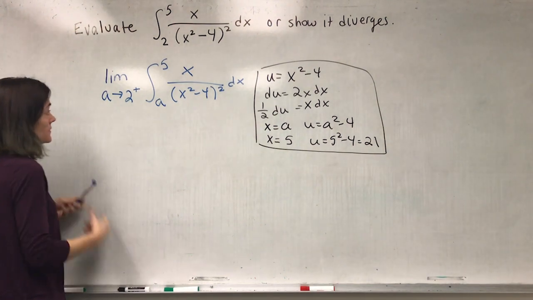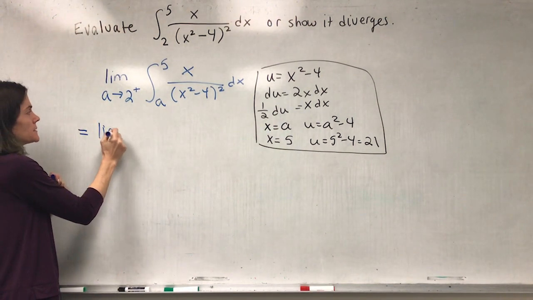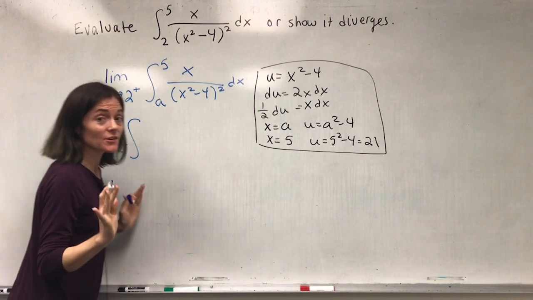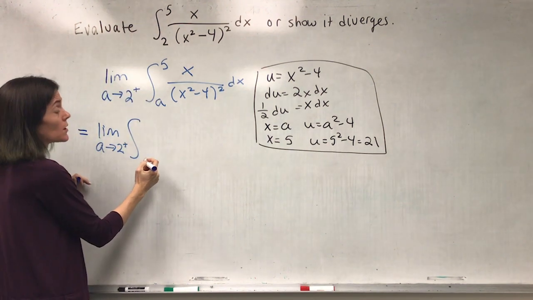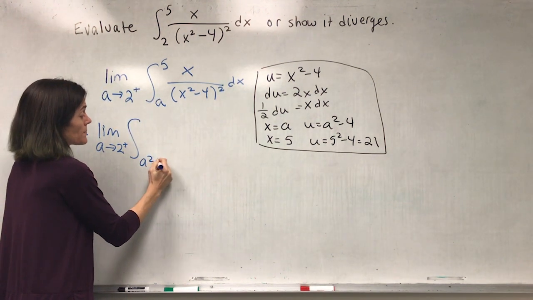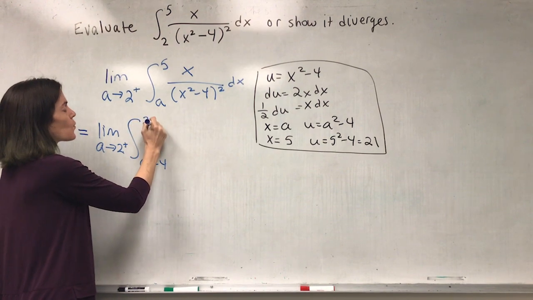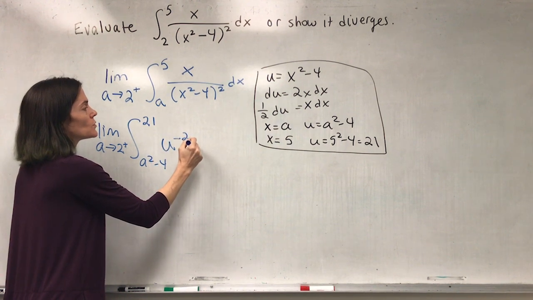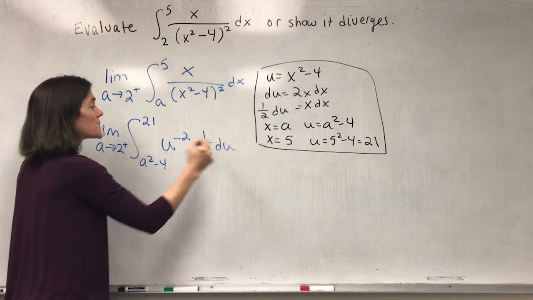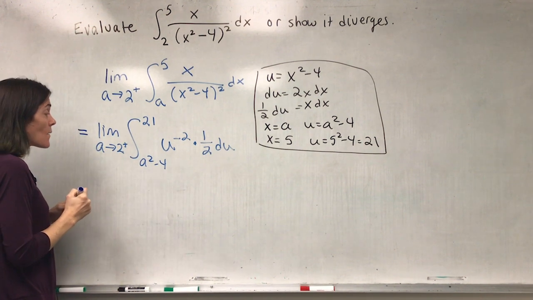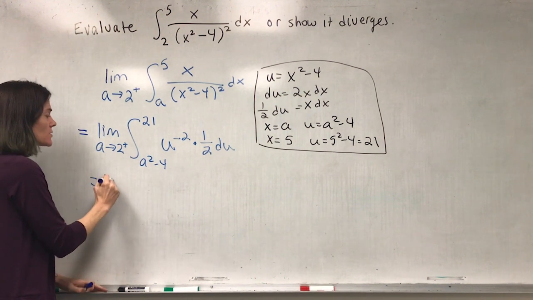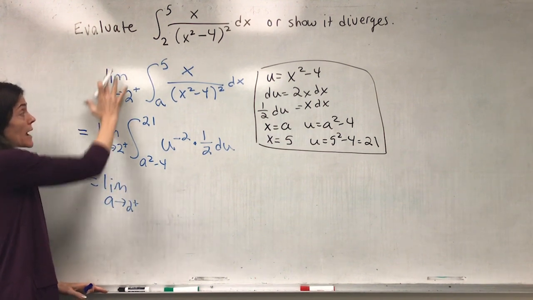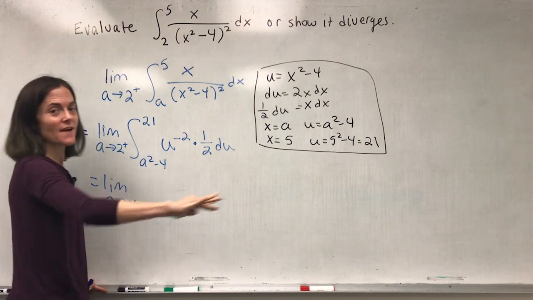We have, this is equal to a limit as a goes to 2 of the integral. Now, my integral is fully with respect to u. Well, my lower limit is a squared minus 4. My upper limit is 21. Then I have, just like in the last problem, a u to the minus 2, but I have a 1/2 du because of my multiplier. Now I will integrate. Every single time, and this is quite important with improper integrals, every single time you write limit until the very last step where you evaluate the limit.